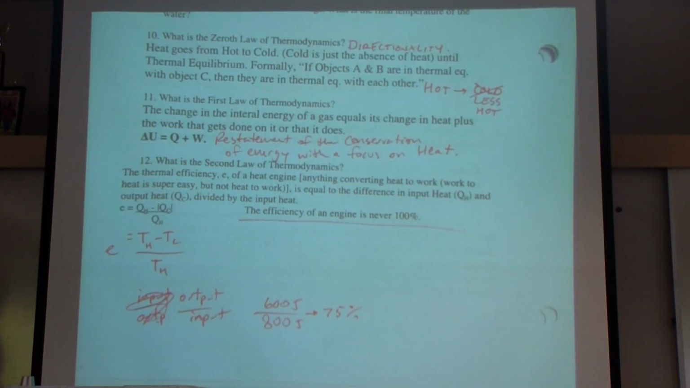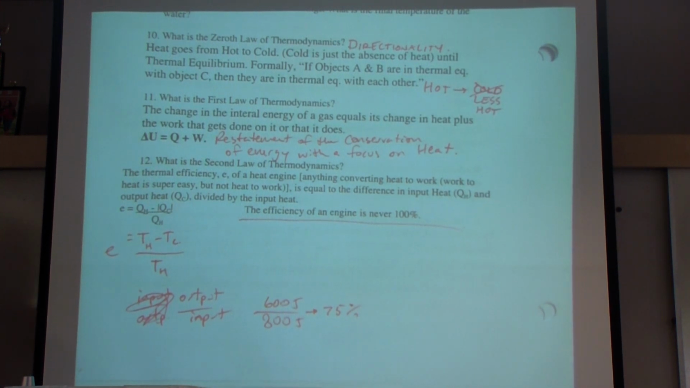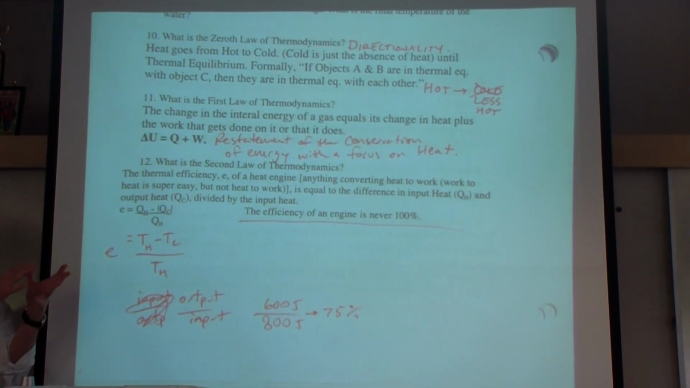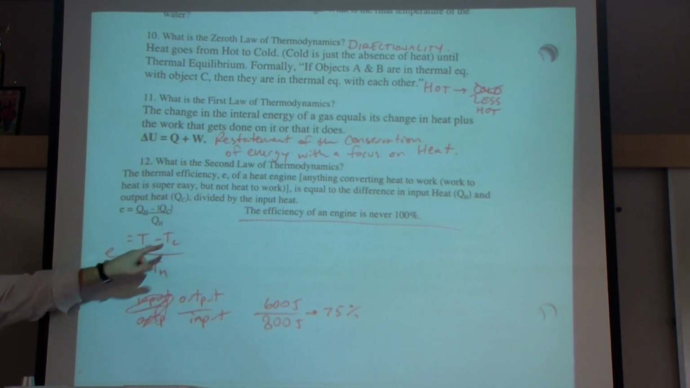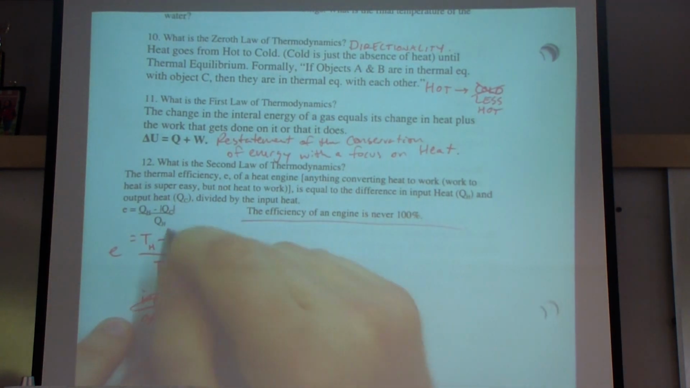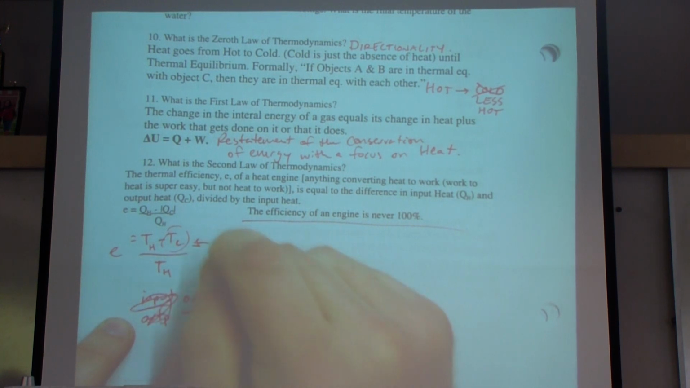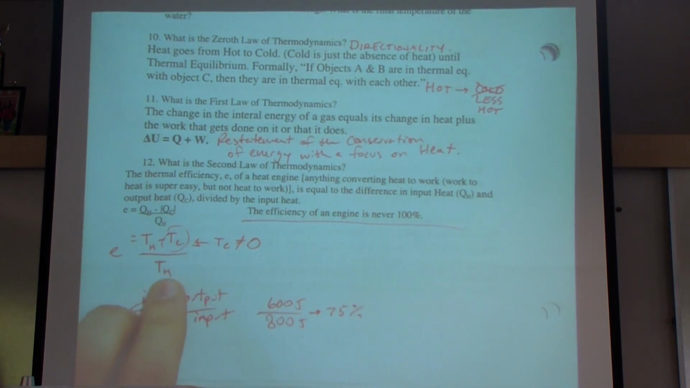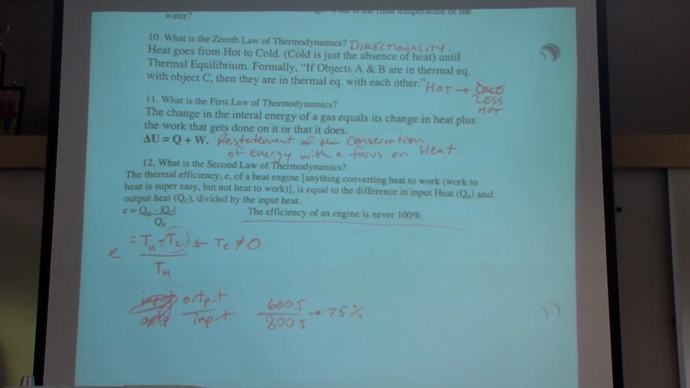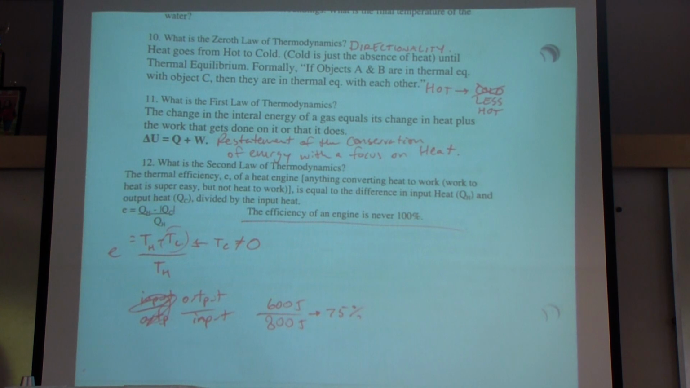But what he figured out is that regardless of the process that turns heat into work, you can never have it be 100% efficient. You can't take all the heat and turn it entirely into work. There's always some waste heat. This is never zero. TC never equals zero. If it did, you'd have a perfect heat engine. Okay, there's no absolute zero.